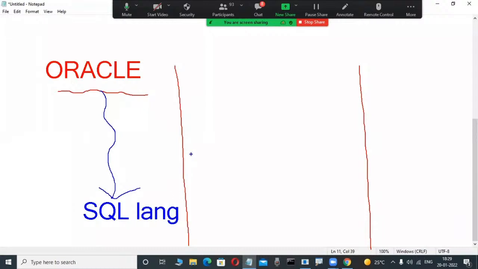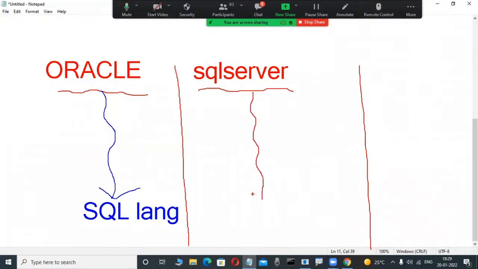Suppose in my company another project also uses a relational database product, from Microsoft: SQL Server. Some employees work on the SQL Server product. It is also a database product, like Oracle, and to operate it they use one language only. That language is SQL.